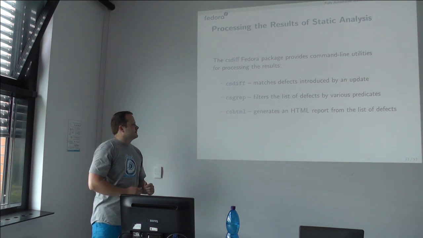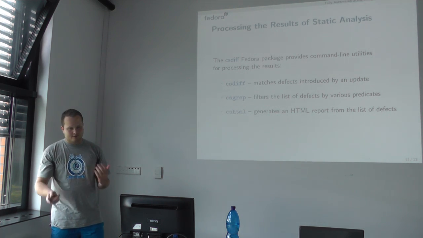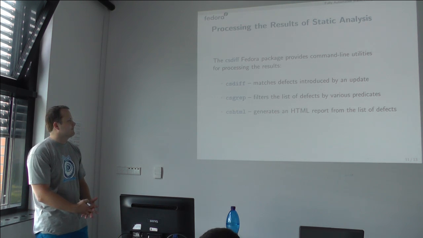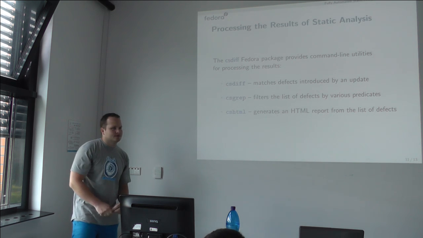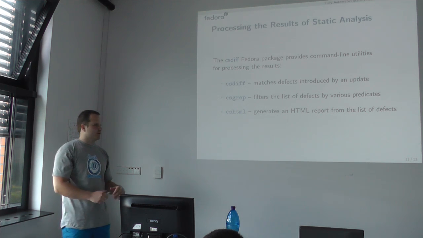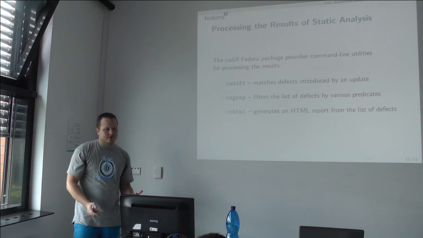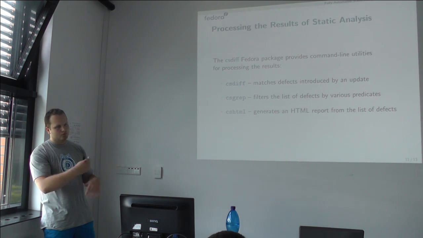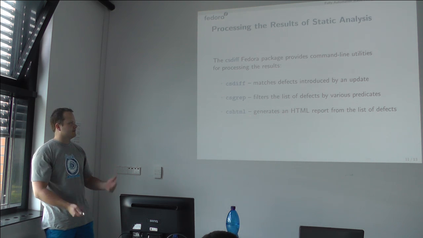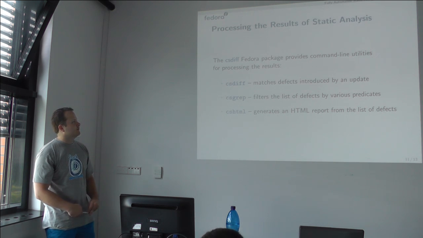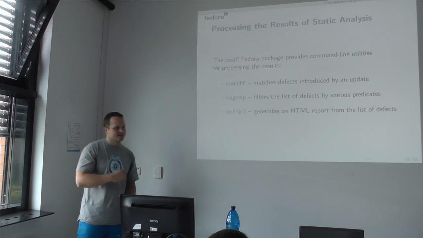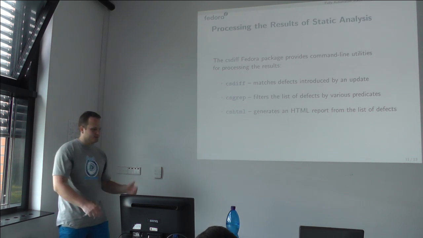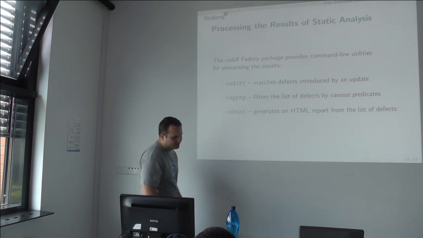There is also the CS-grep utility, which can filter the list of defects by various criteria, and the CS-HTML utility that produces the HTML report. That's the only format we use as output only, because it's not something that we can operate on easily. CSDiff is also a new package in Fedora, so you can easily install it and write some scripts using this tool.